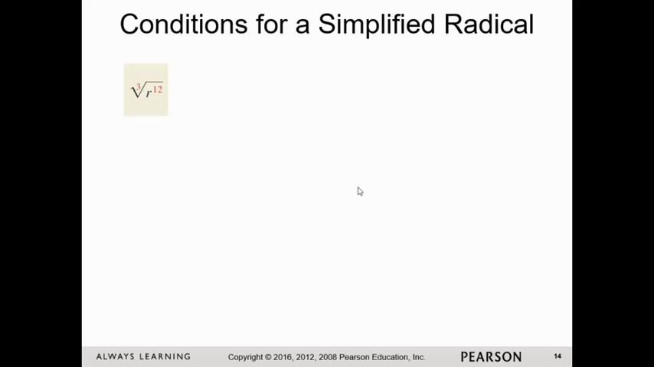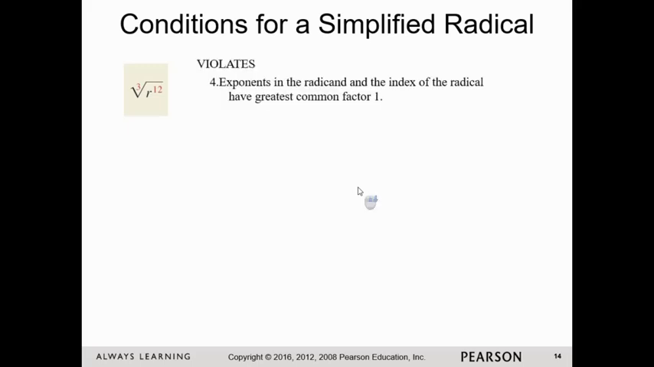Here we have the cube root of r to the 12th. This violates the fourth rule: exponents in the radicand and the index of the radical have a greatest common factor of 1. So notice we have a greatest common factor of 3 between these two things.